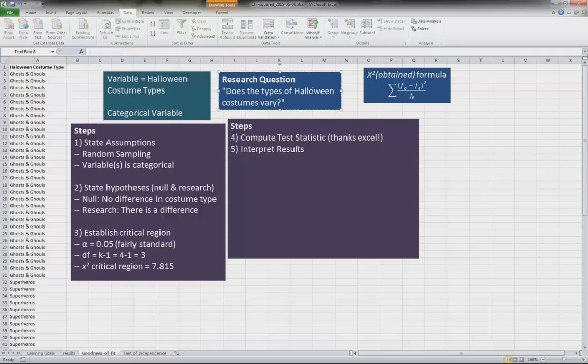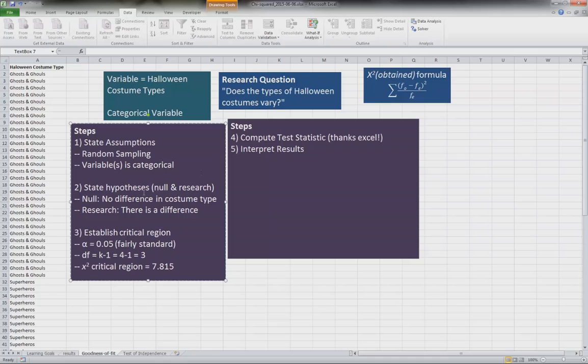Our research question is: does the type of Halloween costume vary across those different types of costumes? You can see here our chi-squared obtained formula, and we'll go over that in a little more detail. For our chi-squared test, we have to state our assumptions. Those are fairly basic and typical.